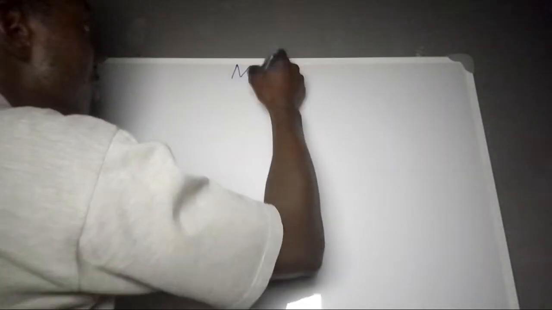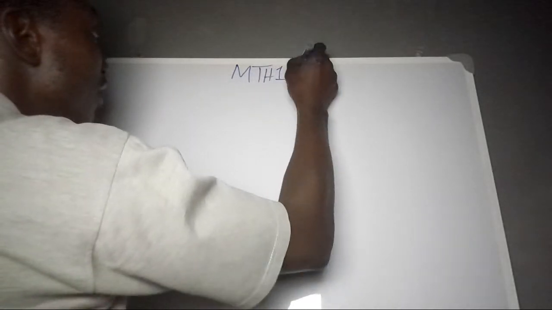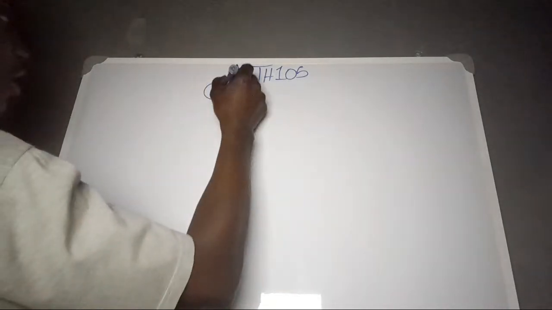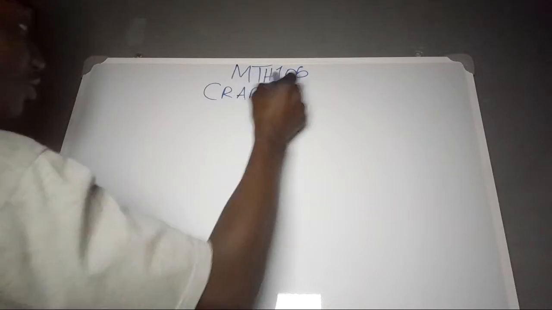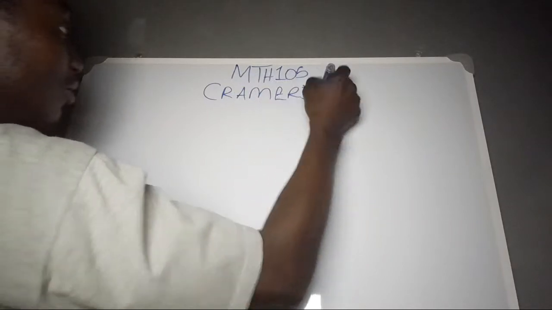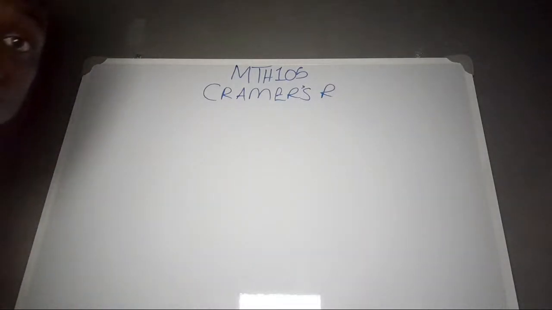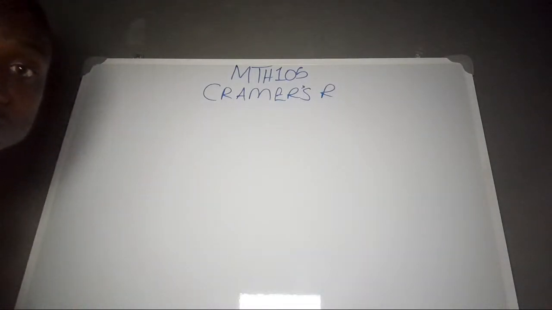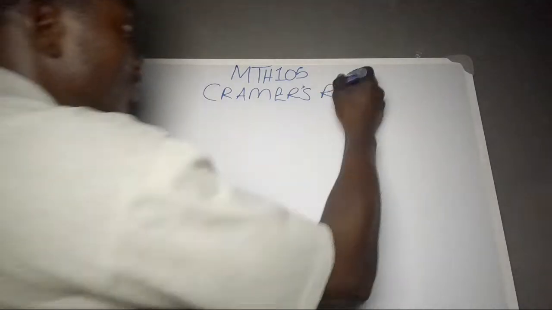So still a continuation of MTH 105, Mathematics for Management Science, and today makes it our fifth class. So you're going to be using Cramer's rule.